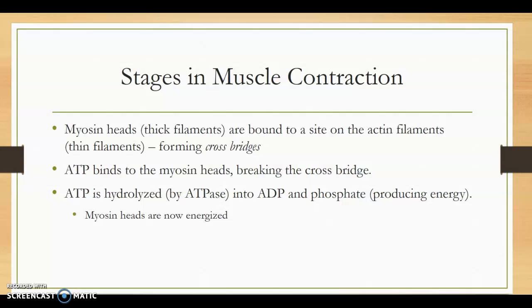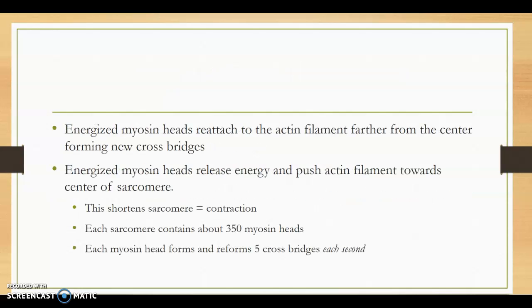So once the myosin heads are attached to the actin filament, the ATP is going to be used and we get that energy. Now the myosin heads are released and they're full of energy, getting ready to perform again. So the energized myosin heads reattach to the actin filament, and every time they do this, they're bringing the actin in a little bit closer, forming new cross bridges. And each one's doing this over and over super fast. Like I said, energized myosin heads release energy and push actin filaments towards the center of the sarcomere. This shortens the sarcomere, which is causing the contraction.